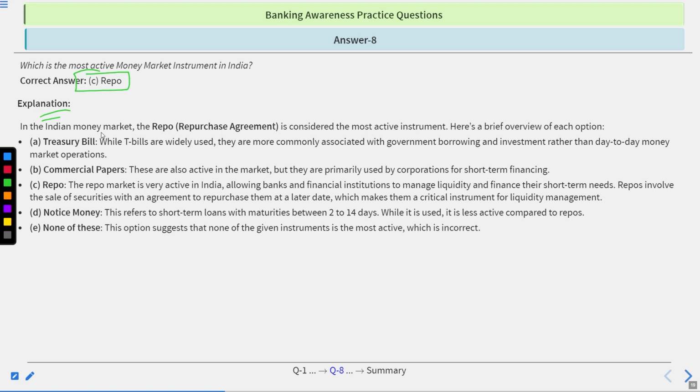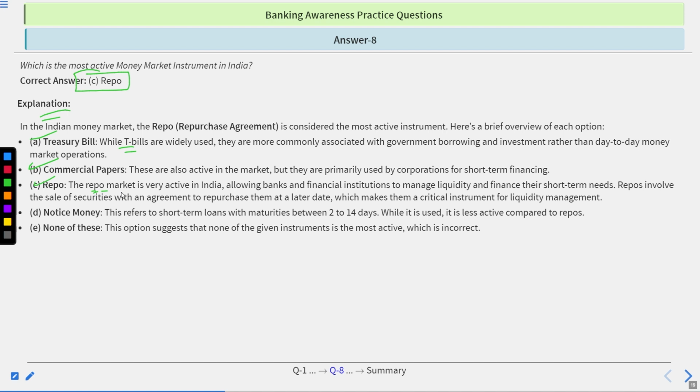Option C. Explanation. In the Indian money market, repo is considered the most active instrument. Like treasury bills, if we talk about, while T-bills are widely used, they are more commonly associated with government borrowing and investment rather than day-to-day money market operation. Commercial papers are also active in the money market, but they are primarily used by corporations for short-term financing.